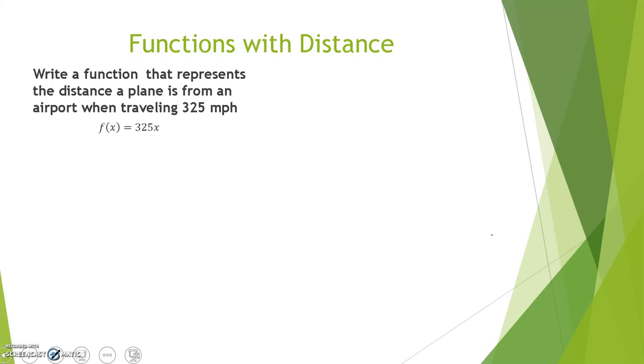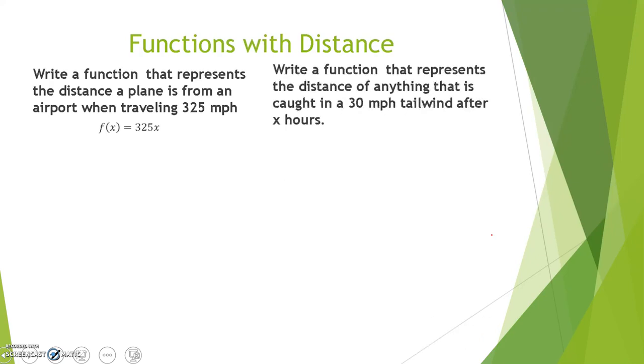At the same time, we want to write a function that represents the distance of anything that is caught in a 30 mile per hour tailwind. So it's something that's being pushed by a 30 mile per hour wind after x hours. We're going to call it g of x, and that's simply 30 times x, which means every hour it travels 30 miles. So in 1 hour it'd be 30 miles away, in 2 hours it'd be 60 miles away, and so on.